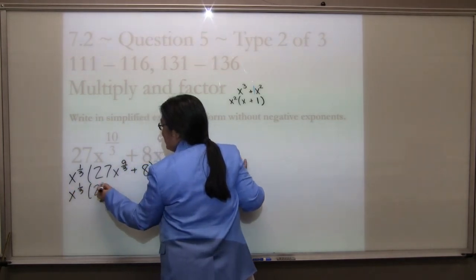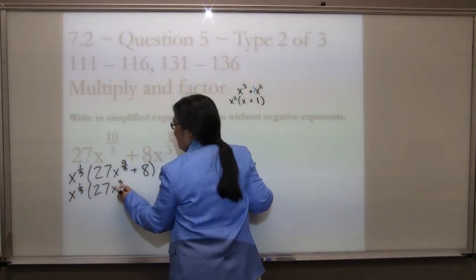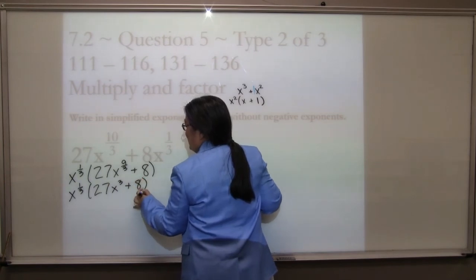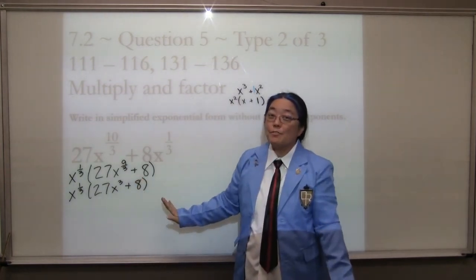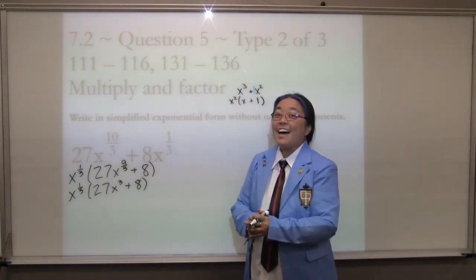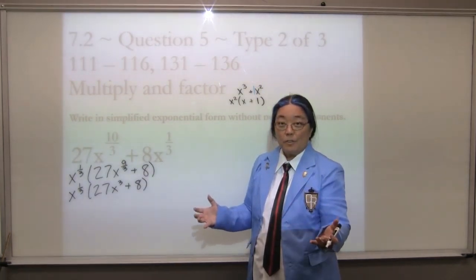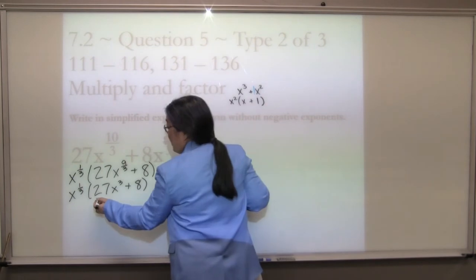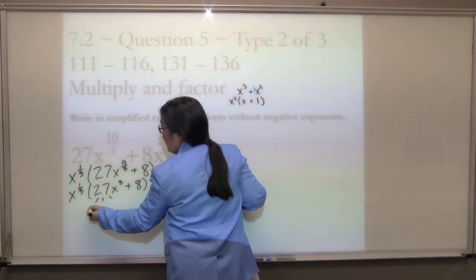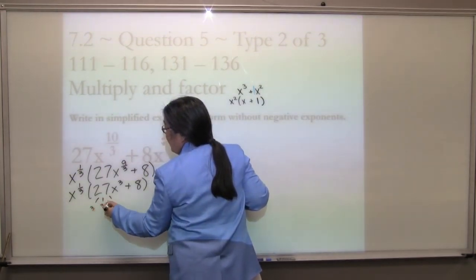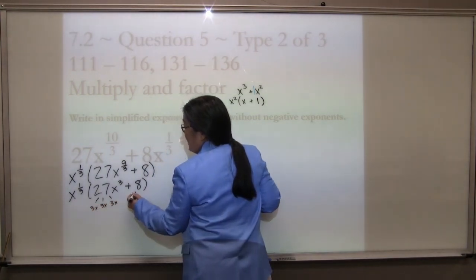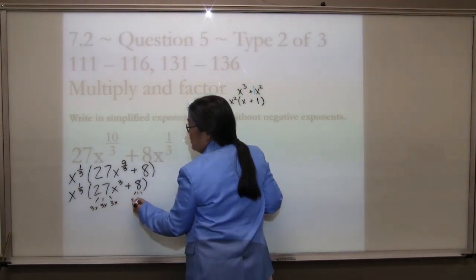So we have 27x cubed plus 8. Do you recognize this from chapter 5, section 6? That is a sum of cubes. So we think about, how does 27 break up into 3 equal pieces? 3, 3, and 3, and x, x, and x. How does 8 break up? It breaks up into 2, 2, and 2.